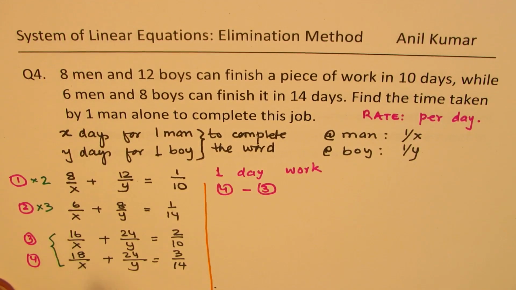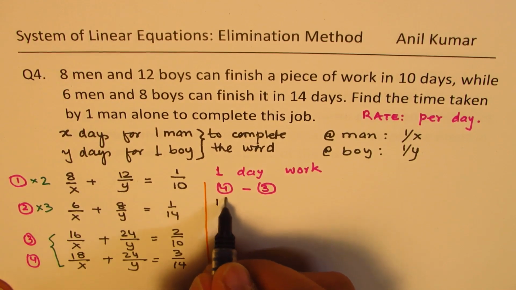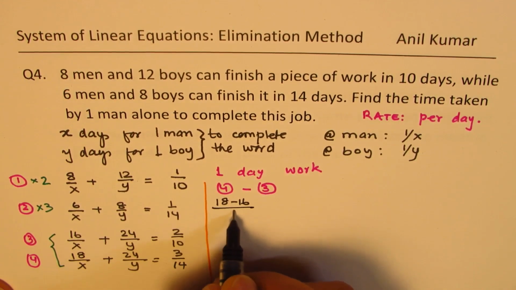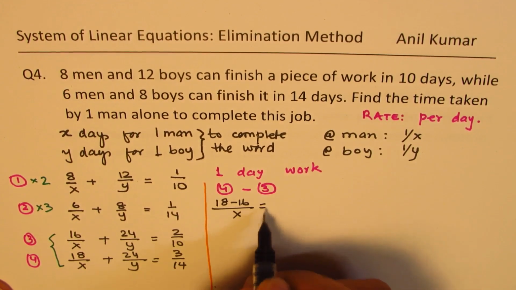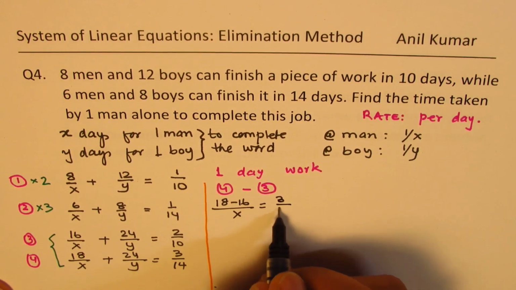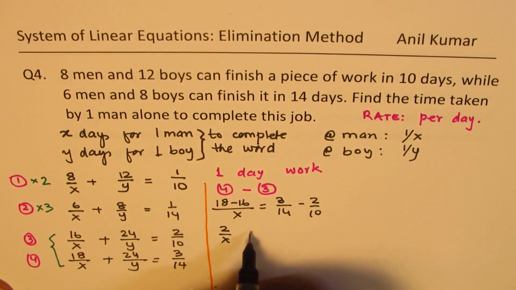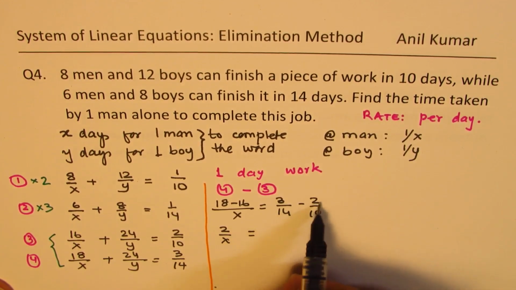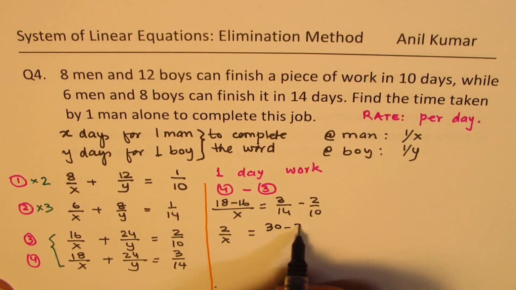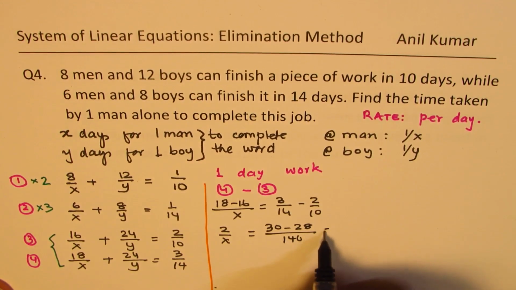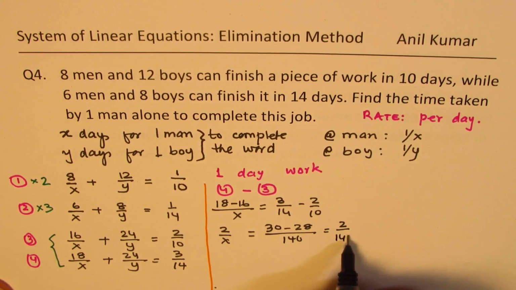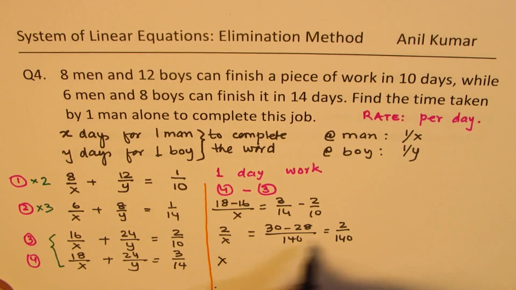So if I do equation 4 minus equation 3, then what do I get? So this minus this. So we get 18 minus 16 over x, these cancel, and here we get 3 over 14 minus 2 over 10. So that is 2 over x equals. Let's cross multiply, right? So we get 30 minus 28 over 140, right? Which is 2 over 140. So that gives you the value of x, just cross multiply, equals 140. Do you see that part?